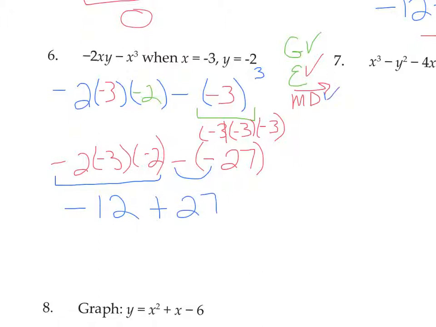So that's the multiply and divide, and then we do the add and subtract. Negative 12 plus 27, they're different signs, so we subtract them to get 15, and there was more positive. The positive number was bigger, so this is a positive 15.